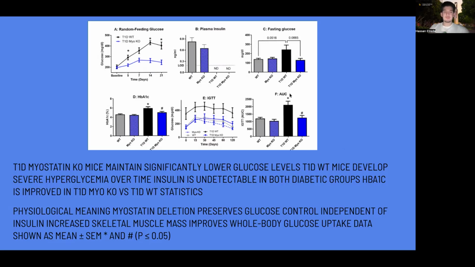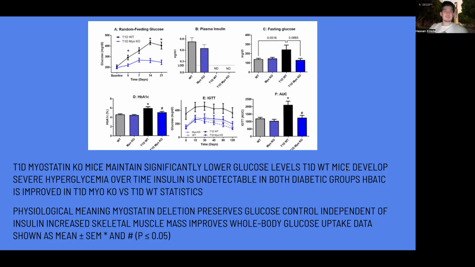So T1D myostatin KO mice maintain significantly lower glucose levels. T1D WT mice develop severe hyperglycemia, as mentioned. Over time, insulin is undetectable in both diabetic groups. Physiologically, this means myostatin deletion preserves glucose control independent of insulin. Increased skeletal muscle mass improves whole body glucose uptake. Data shown as the mean plus or minus SEM, and p-value is less than 0.05.